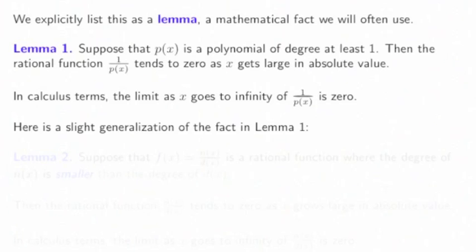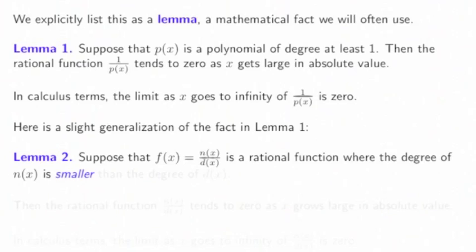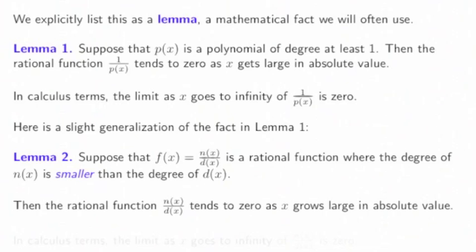Here's a slight generalization of lemma 1. We'll call it lemma 2. Suppose that my rational function n of x over d of x has the property that the degree of the numerator n of x is smaller than the degree of the denominator. Then the rational function n of x over d of x tends to 0 as x gets large in absolute value.